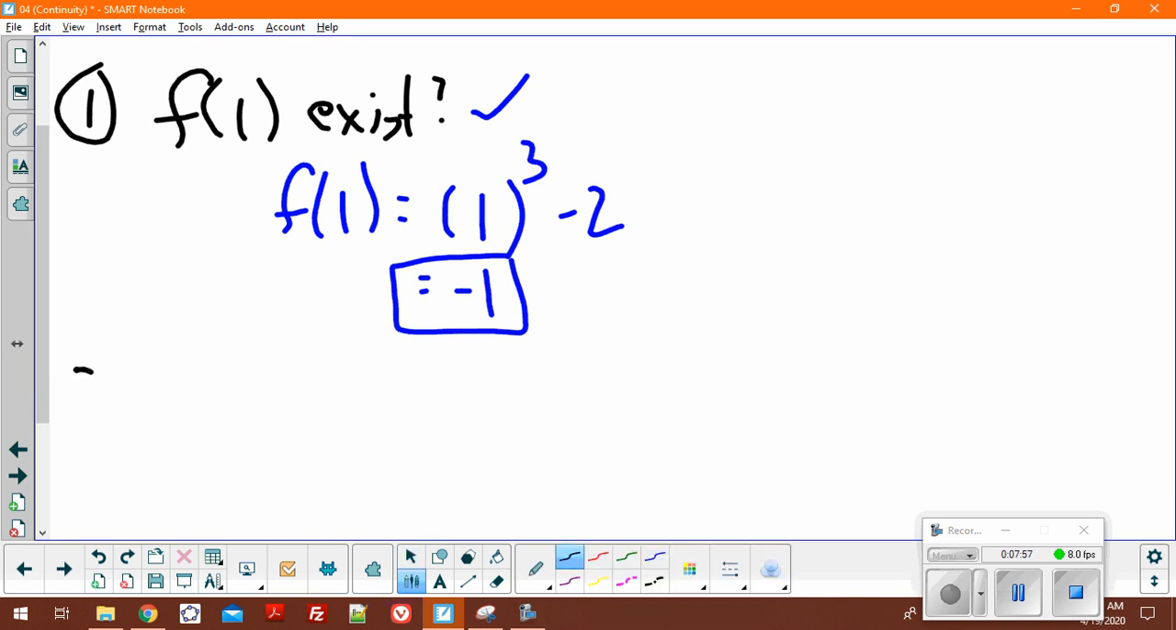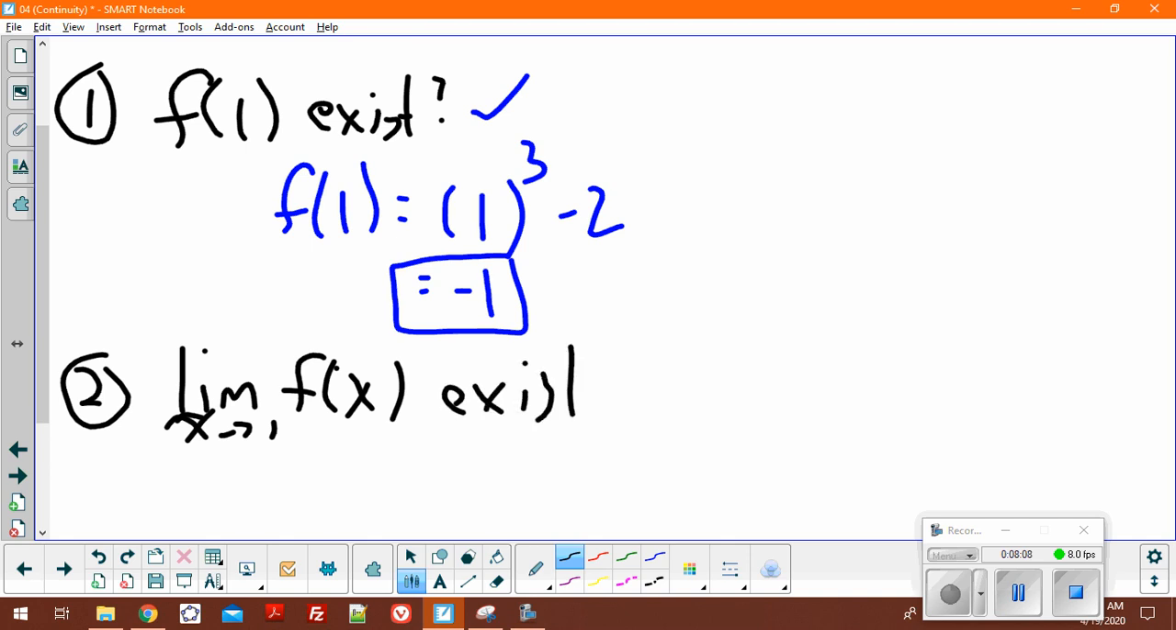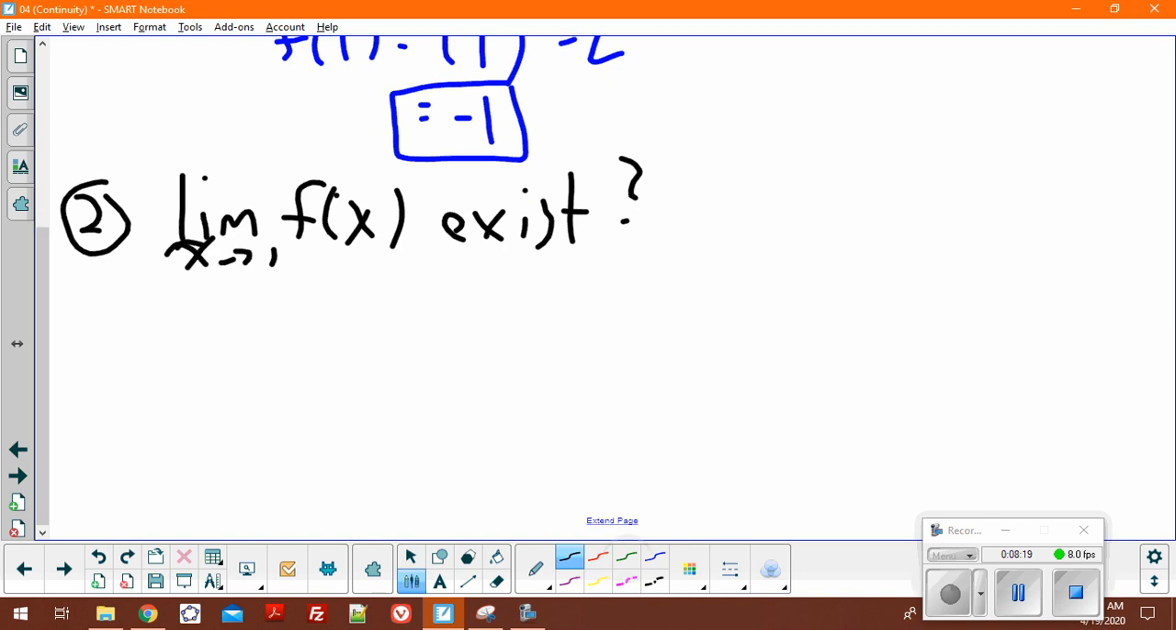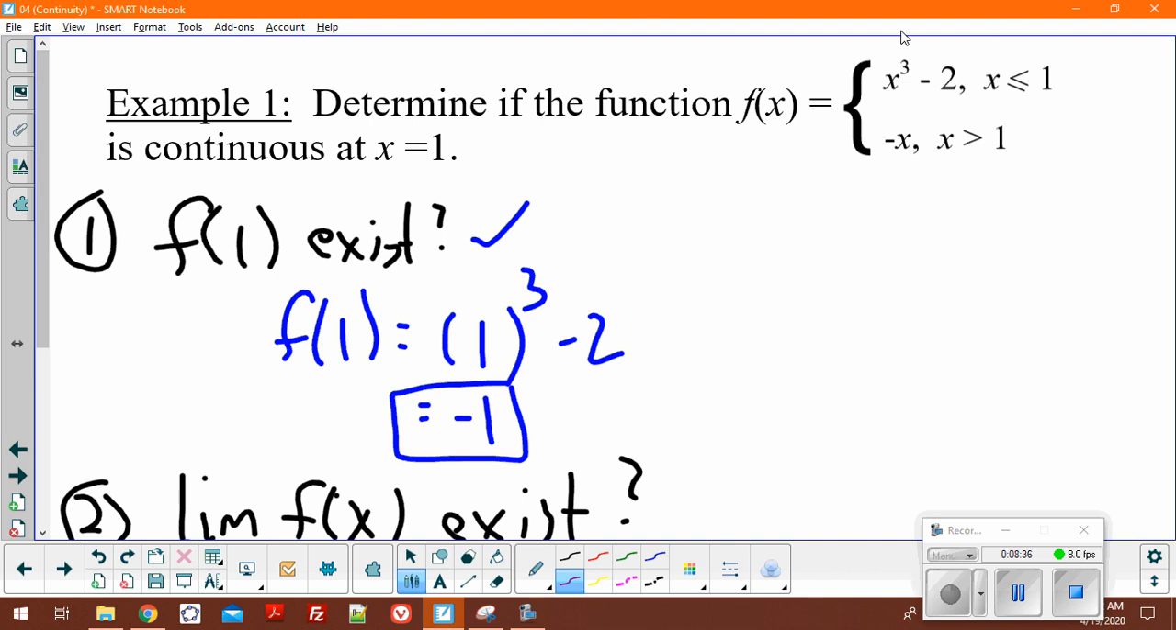Number 2. Does the limit exist? Does the limit as x goes to 1 of f of x exist? Because I have two different things, I'm going to have to look at the left hand and right hand limits separately. So I'll start with my left hand limit. The limit as x goes to 1 of f of x from the left hand side equals, again, my left hand side is that top part.